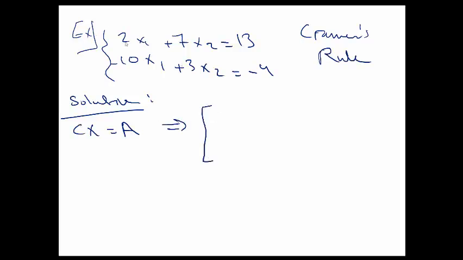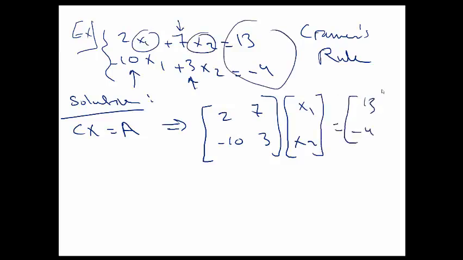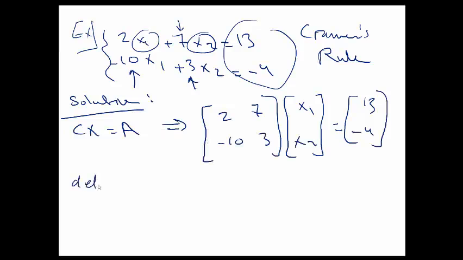First, the coefficient 2, and this coefficient 7, and this coefficient minus 10, this coefficient 3, and this is x1 and x2, because we have only x1 and x2, no x3, which is equal to the solution 13, minus 4. Now we want to find the determinant of C first. This is C, this is x, and this is a. Cx equal to a.